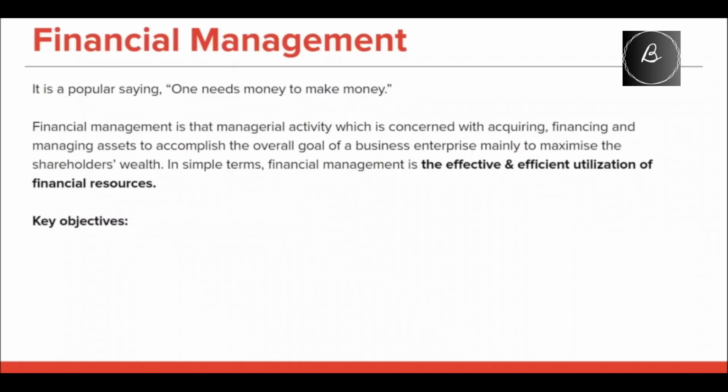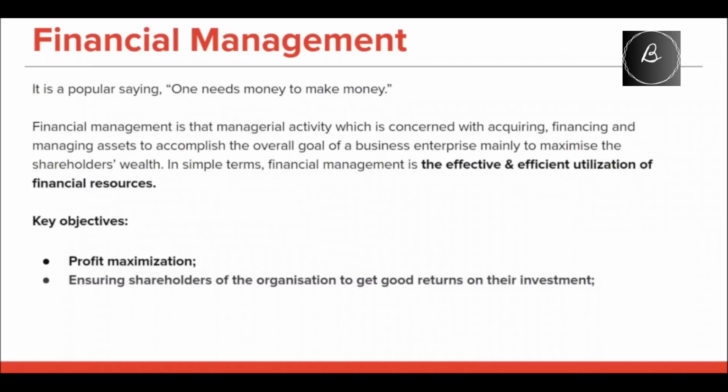Now, there are two key objectives. Number one, profit maximization. And number two, ensuring that our shareholders get good returns on their investments, which is known as ROI. The difference between finance and financial management is, as we know, finance is just the source and application. But under financial management, we would have planning, organizing, and directing these resources.